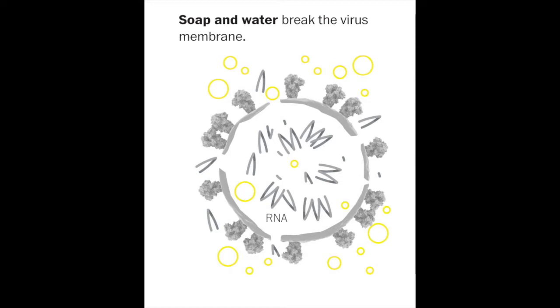Disinfecting agents that have more than 60% alcohol puncture and destroy the virus in a similar way. So basically, hand sanitizer with more than 60% alcohol will have a similar effect to breaking down the fatty acids that hold the membranes of the virus together.